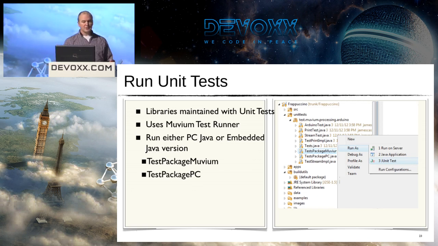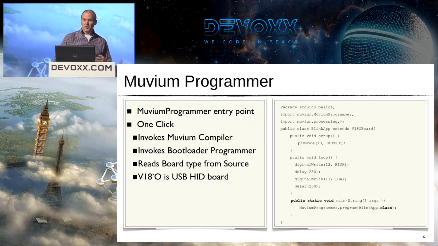Equally, you can run the unit tests in the same way. There are two starting points for the unit tests. The Java version, of course, so you can run the unit tests on the Java side, and that's very useful when you're first setting up the actual test itself. You run the test, and when you want to confirm the same functionality with the embedded version, you run the unit tests using the Muvium target.